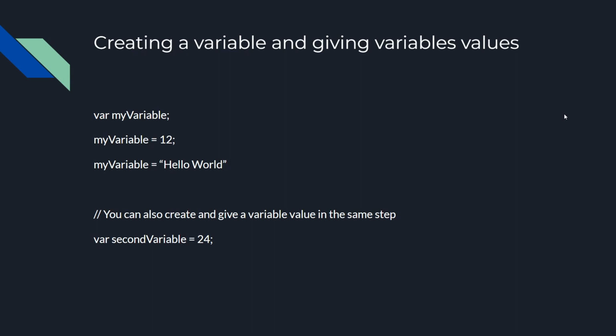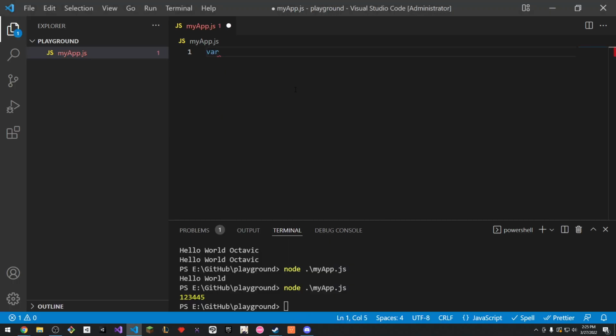Cool. So how do we create a variable and how do we give variable values? You already saw those examples before, but we just use the var keyword. Right here, var. You just type in var, followed by a variable name. In my case, I'll call it my variable. And there you go. Now you have a variable with a name called my variable.